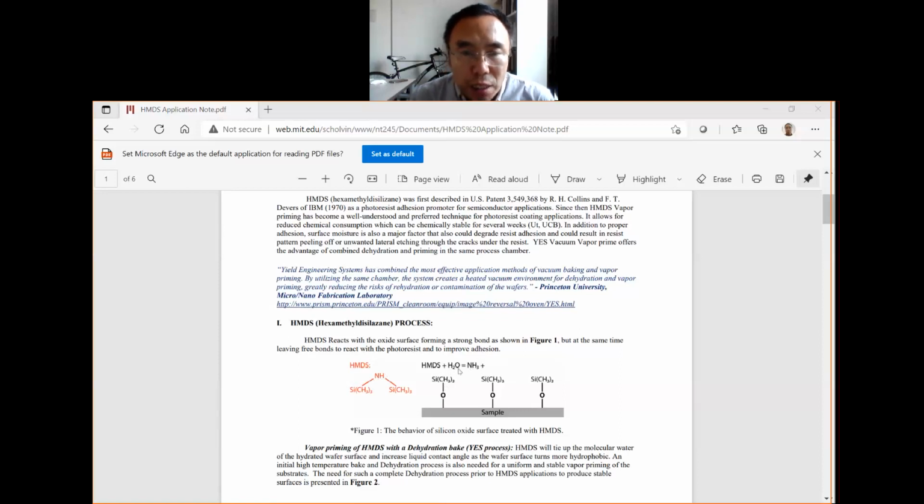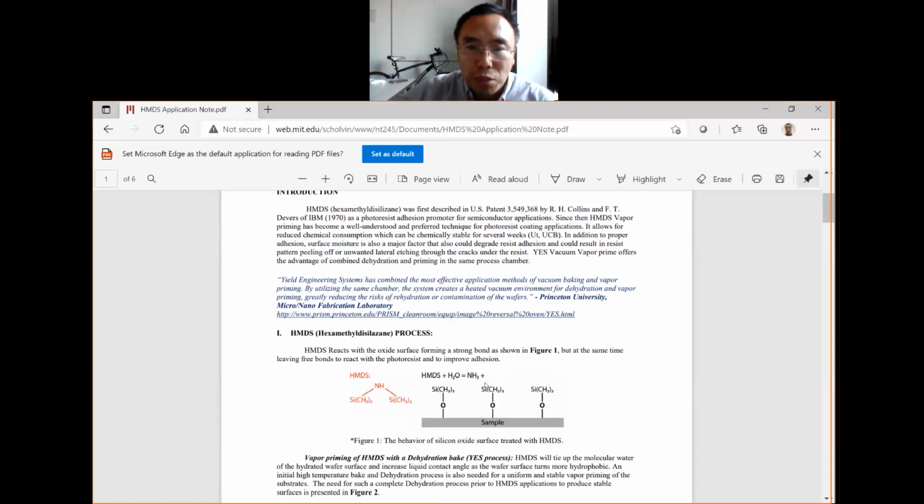We have the water in the environment. So then the silicon methyl group. The surface becomes the methyl group. So we know that the methyl group is hydrophobic. So now we will look at the slide.